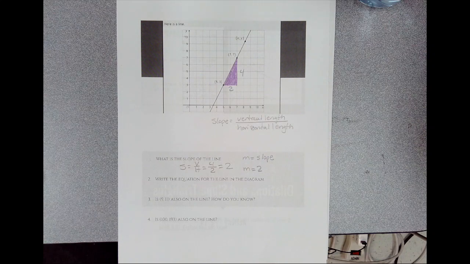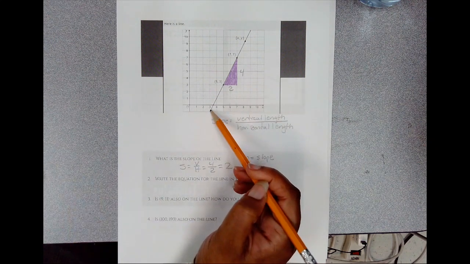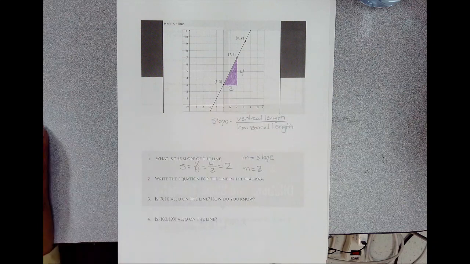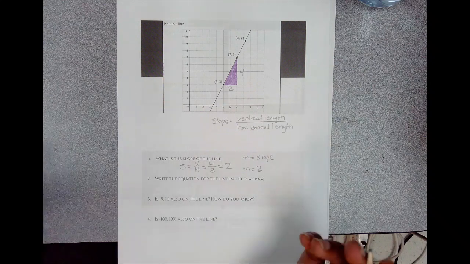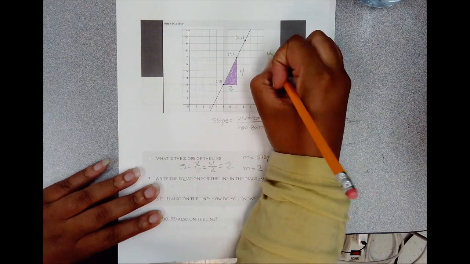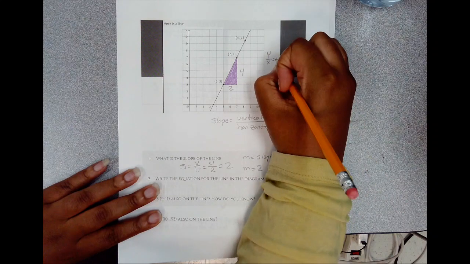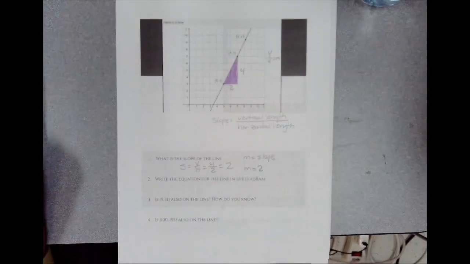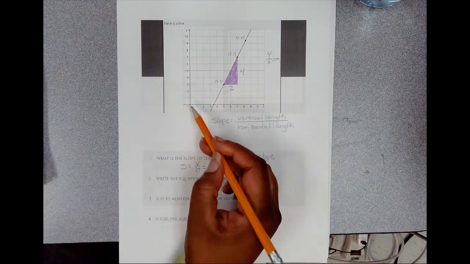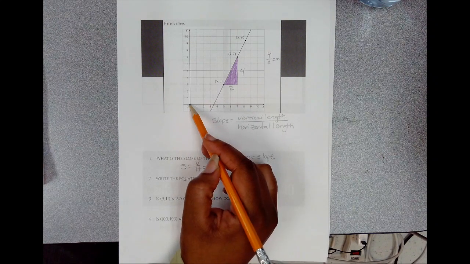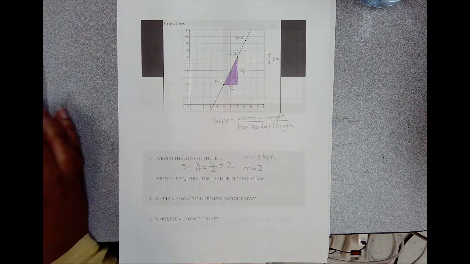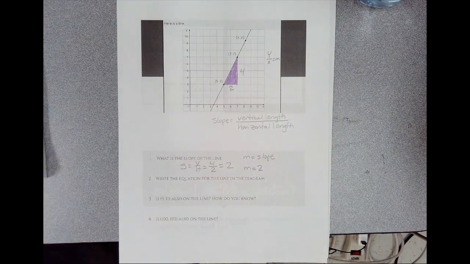Now it's asking me to write an equation for the line in the diagram. If the line was starting at 0, 0, then my equation, based off of lesson 11, would probably be just y over x equal to the slope. But because my initial starting place is obviously not at 0, 0, I have to write my equation differently. Again, this is what we hopefully learned in lesson 11.